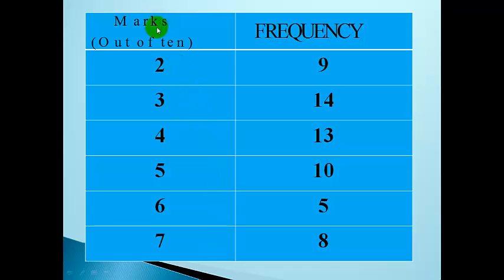We have the marks out of 10. So these are the marks and the frequency. 9 students had 2 marks, 14 students had 3 marks, 13 students had 4 marks, 10 students had 5 marks, 5 students had 6 marks, and 8 students have 7 marks. So we have the marks and their frequency. That is the table given.